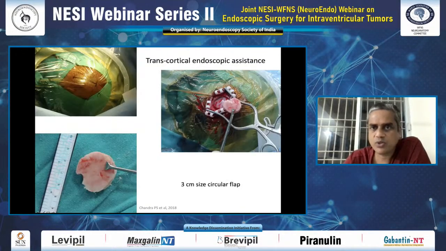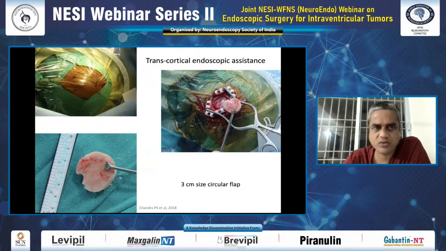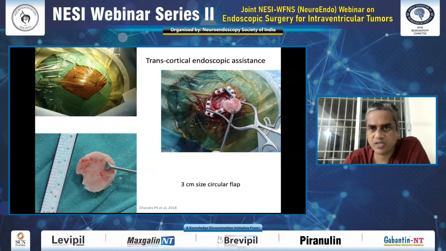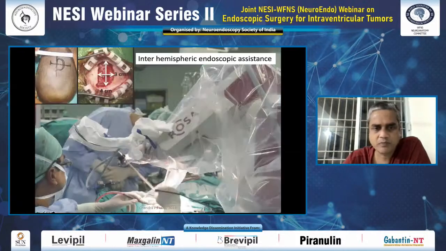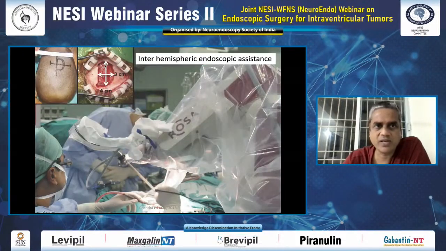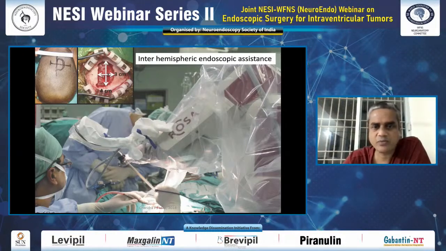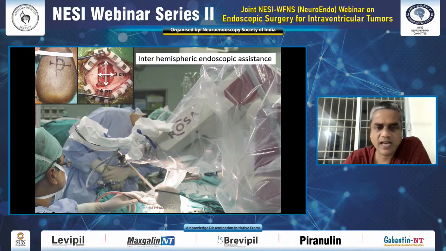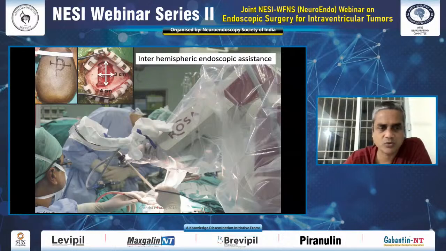So this is how we do it. We either do a transcortical approach, for which we use a 3 centimeter circular flap made with a drill. We don't use burr holes because a burr hole can leave a large dimple. Similarly, we use an interhemispheric corridor for midline tumors. Again, this has been adapted for endoscopic hemispherotomies, where we had the experience of doing an entire hemispheric disconnection through this opening.